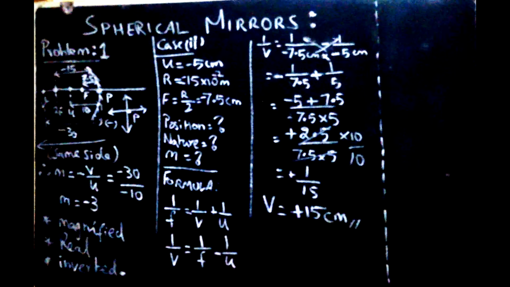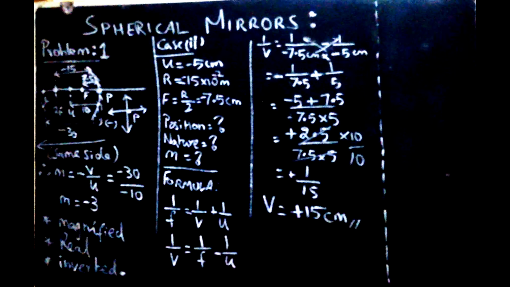It is clear that when you are taking it as positive, that means a virtual image is being formed. You should be very careful. So a virtual image is formed. Therefore, that is the reason why we are getting v as plus 15. Now we have to find out what is the position, what is the nature, and what could be the magnification. These are the components we have to find out.